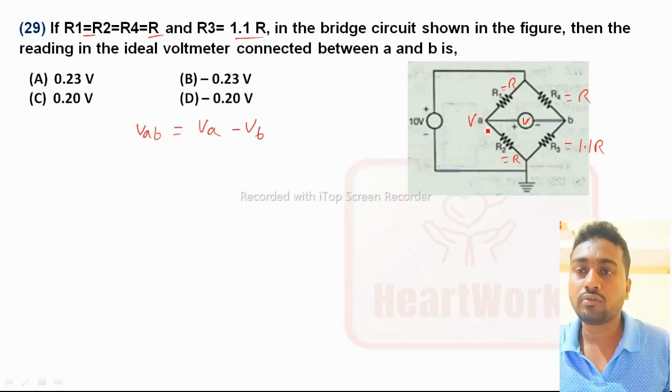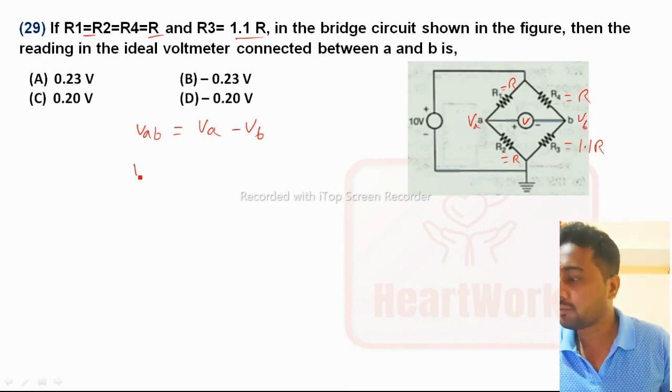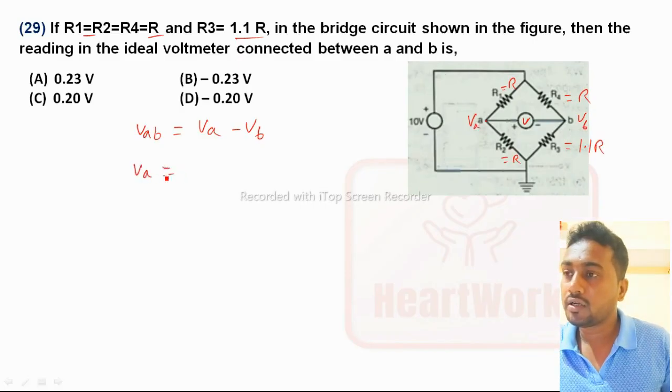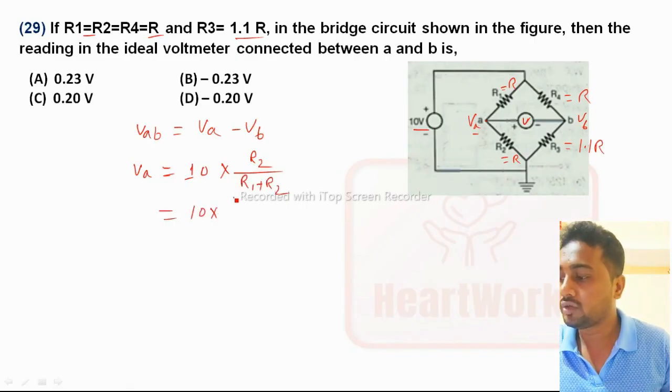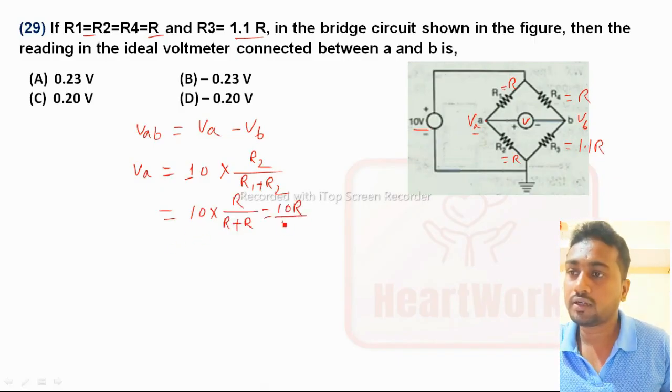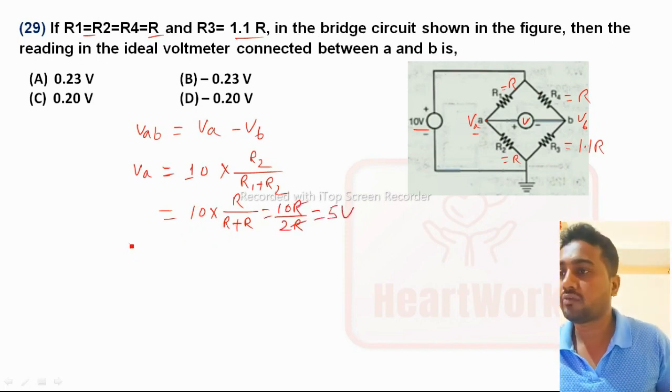So how will we get VA and VB? For that we have to apply the voltage divider rule. For VA, the supply is 10 volt, so VA is 10 into R2 divided by R1 plus R2. R2 is R and R1 is also R, so this is equal to 10R divided by 2R, or 5 volt. So VA is 5 volt.